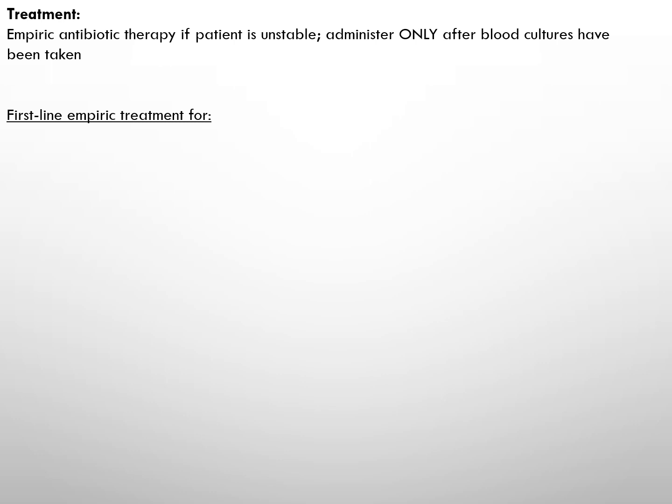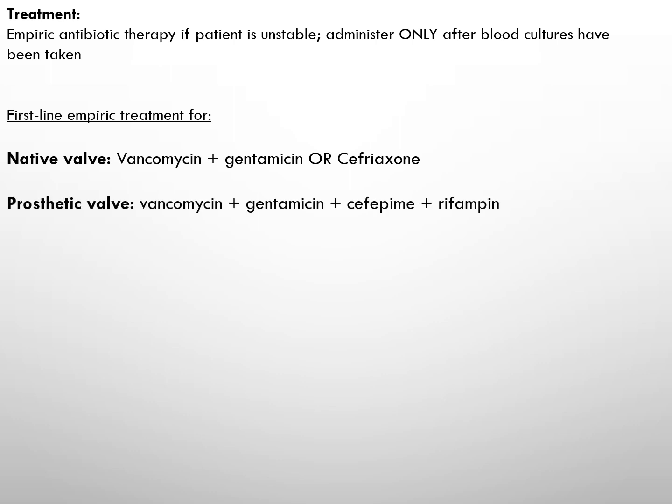Treatment of infective endocarditis requires hospitalization and intravenous antibiotics, usually non-urgent, and can wait for confirmation of etiology before initiating treatment. Empiric antibiotic therapy, if the patient is unstable, is administered only after blood cultures have been taken. First-line treatment for native valve involvement is vancomycin with gentamicin or ceftriaxone. For prosthetic valve involvement, vancomycin with gentamicin, cefepime, and rifampin.